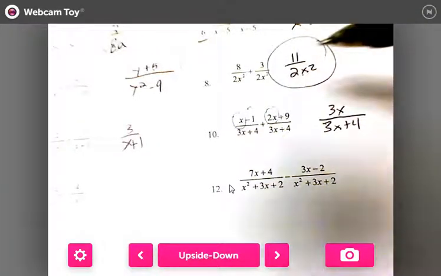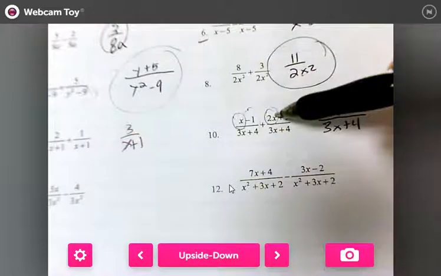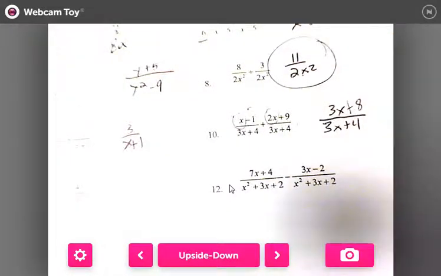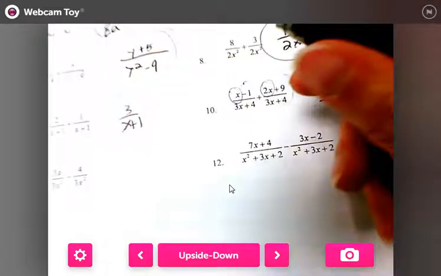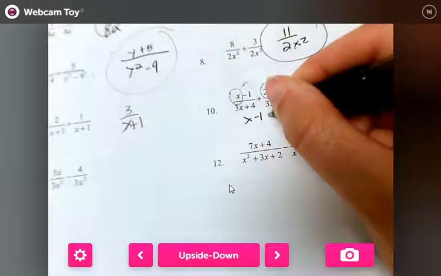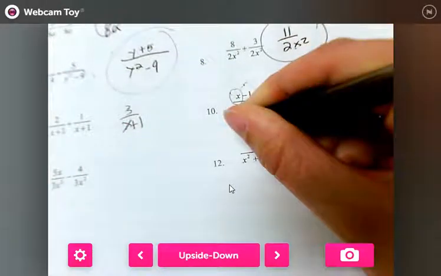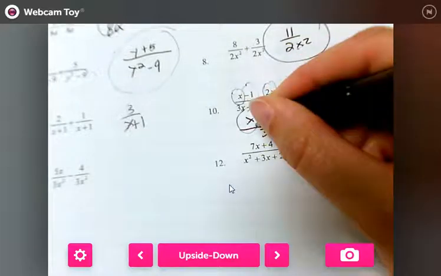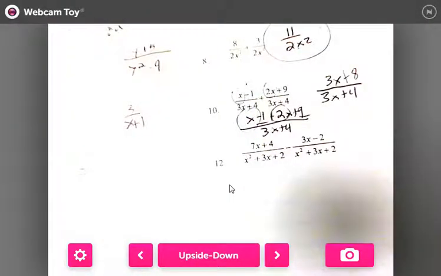Okay. Negative 1 plus 9 gives me 8. I'm just combining like terms. I could have taken an extra step and gone x minus 1 plus 2x plus 9 all over 3x plus 4, and then seen where my like terms were to combine them. But I did it at once. Either way is correct.